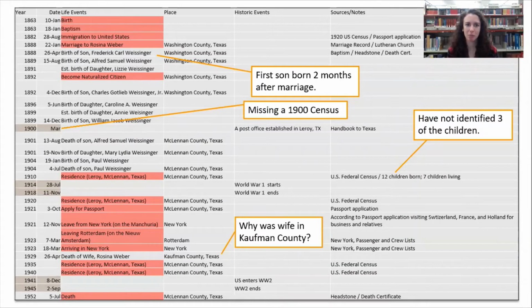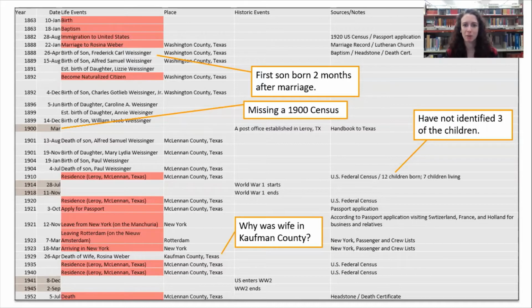Here's an example of a timeline. Once all of this information was put into chronological order, some events that had seemed separate began to make more sense or become more interesting. For example, once this information was in a timeline, it became apparent that this couple's first son was born just 2 months after their marriage.